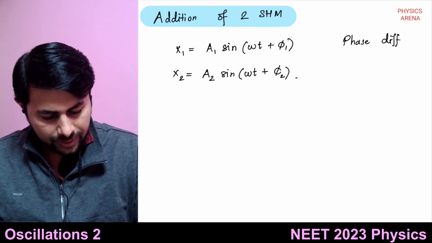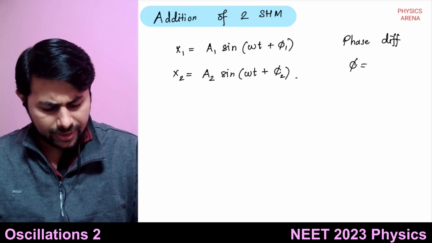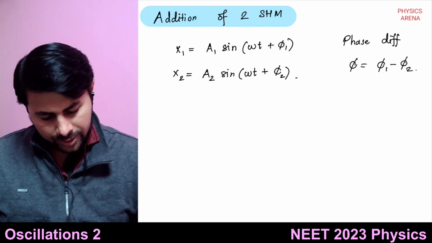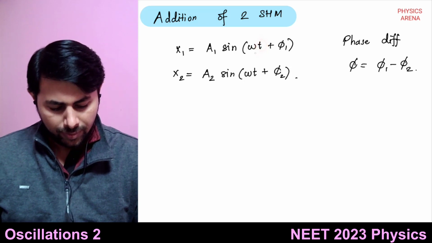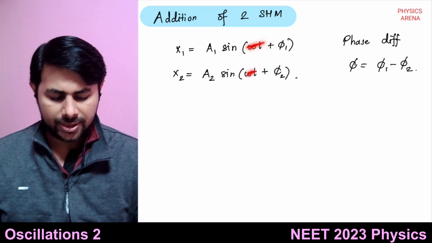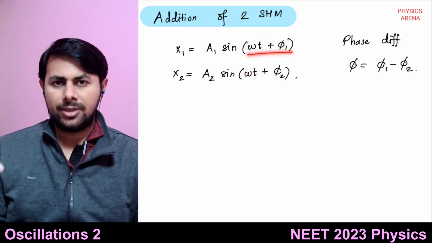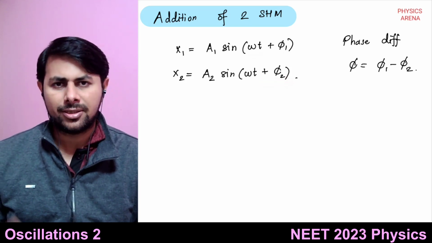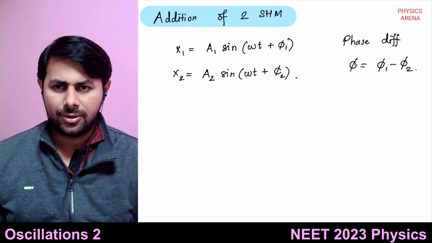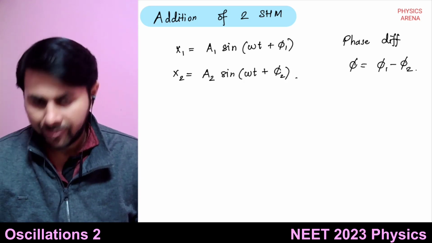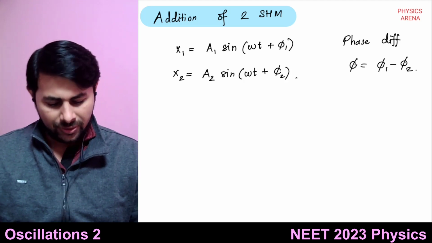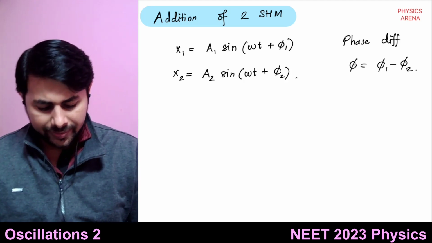Phase difference is, suppose, phi, equal to phi 1 minus phi 2, because if you put t equals 0, this thing will be 0, this thing will be 0. Phase of the first SHM is phi 1, phase of the second SHM is phi 2, so phase difference is phi 1 minus phi 2. I want to add these two SHMs. Okay, so let's add.